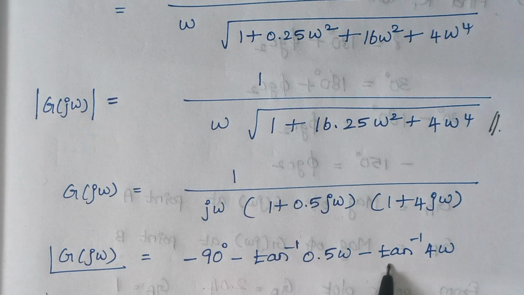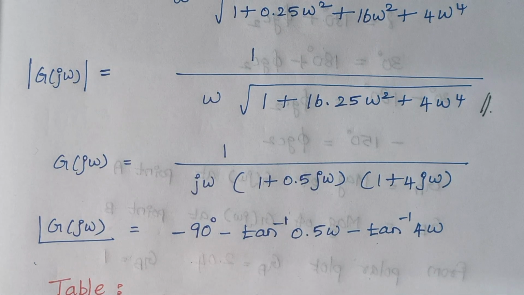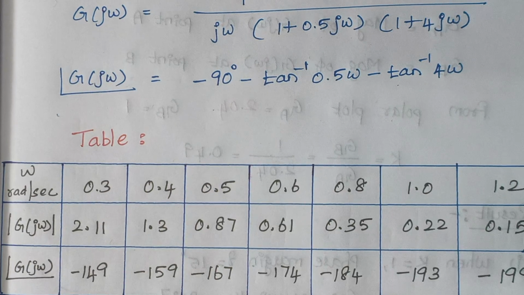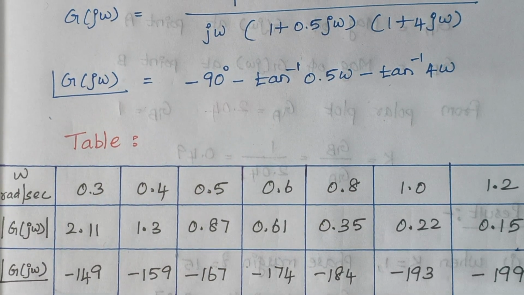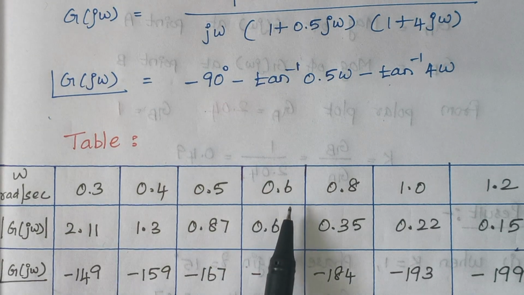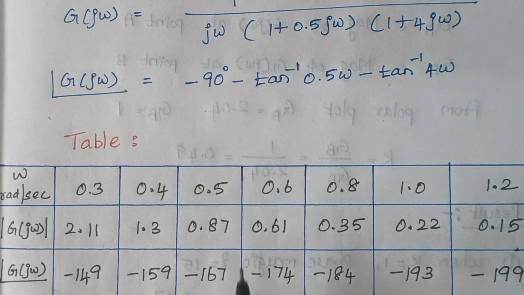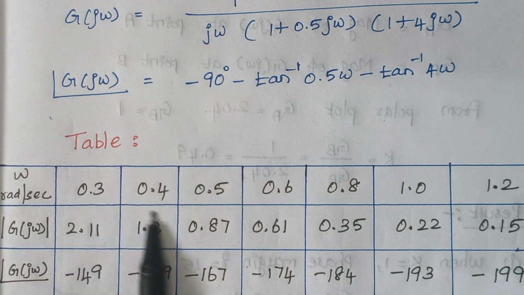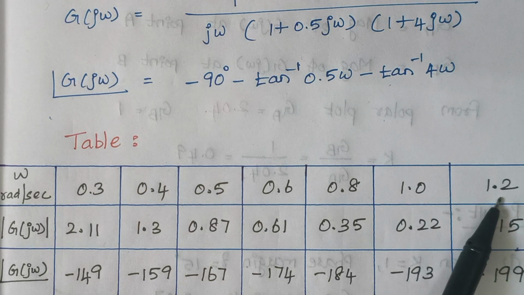Then the next thing is we are going to frame a table. The next step is to form a table which contains both magnitude and phase angle. In the previous problems, I had asked you to take the corner frequencies, but here the corner frequency is not taken. If you wish, you can take corner frequencies and include those terms also, okay? Nothing is going to be wrong. Here we have taken random values of omega. You see it starts from 0.3 and goes up to 1.2, right?